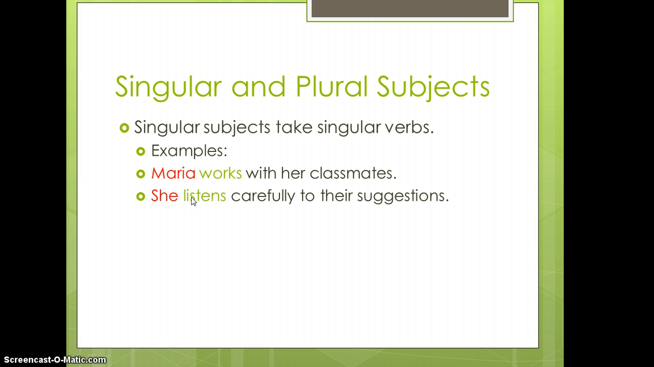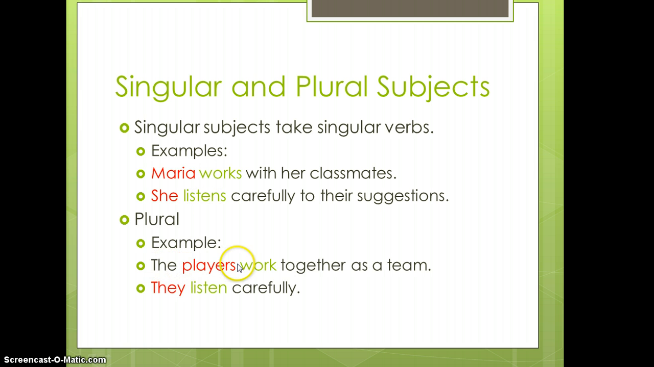Think about the other way. We wouldn't say she listened carefully to their suggestions because that would be plural. So listens with an S. Plural: the players work together as a team. Players is more than one because of the S at the end of the noun. Work, there's no S, even though it's a plural word, because it's a verb. And then they listen carefully. They is plural, so listen is also plural.